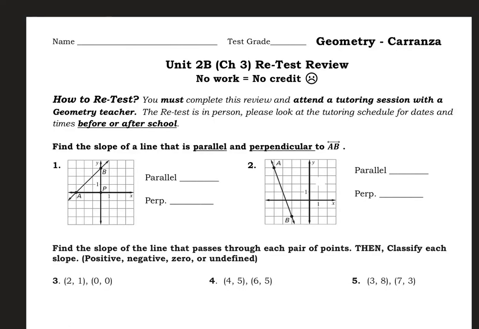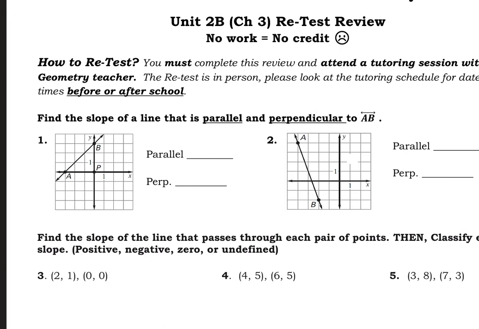Chapter 3b. This is the one that dealt with slopes and equations. So on the first one, it says find the slope of a line that's parallel and perpendicular to A to B. So the first thing we need to do here is find the slope from A to B. So we're going to go up and over, always up, and then to the next point. So I went up 3 and over 3.